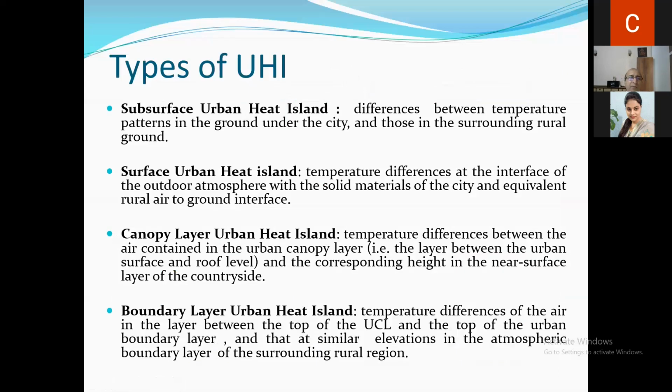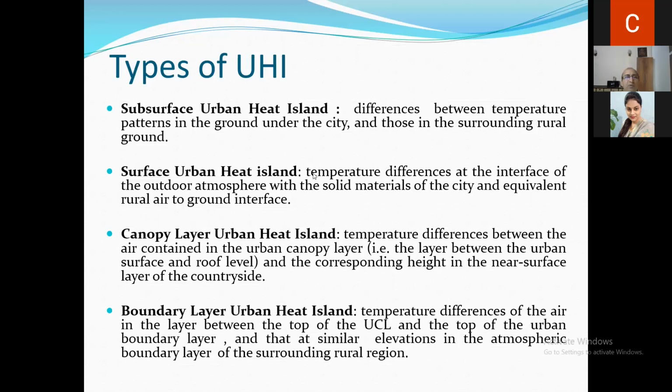Now, when we talk about urban heat islands, there are different kinds that we can talk about. We can talk about what is called the subsurface urban heat island, which refers to the differences between temperature patterns in the ground under the city and those in the ground under the surrounding rural areas. That is below the surface. We are talking about temperatures below the surface.